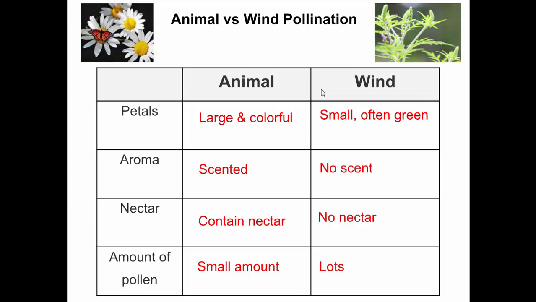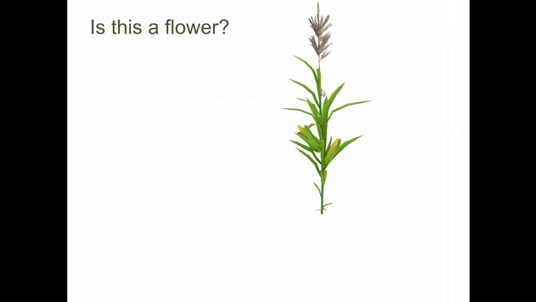Can a flower that's animal pollinated be pollinated by wind? Usually not. I mean, it can randomly just happen if the wind takes away some of that pollen, but typically they're pollinated by animals. So, what is this? It's a corn. That's corn.